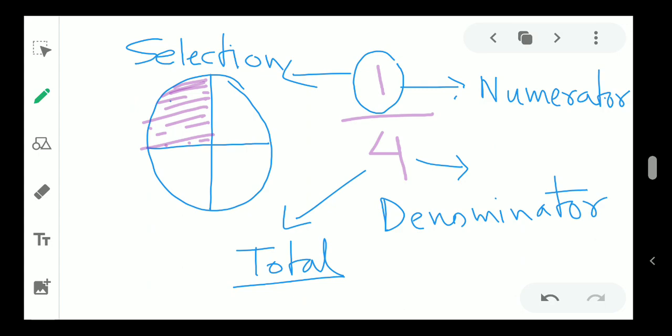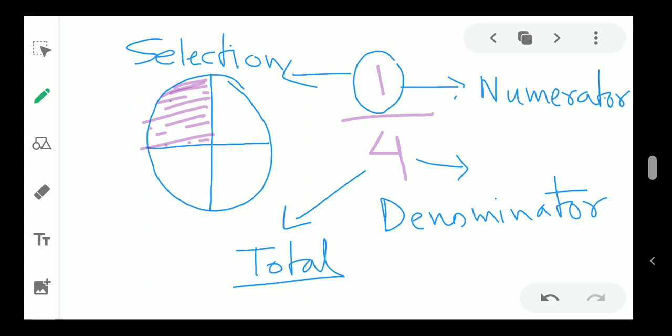Fine. Acha. Now this fraction tells us about what is the portion you have taken. What is the portion means, like in this case you have 4 pieces. Out of 4 pieces you have taken 1.